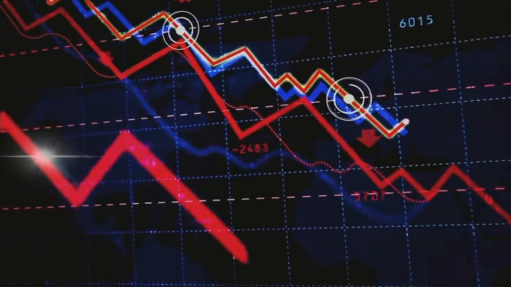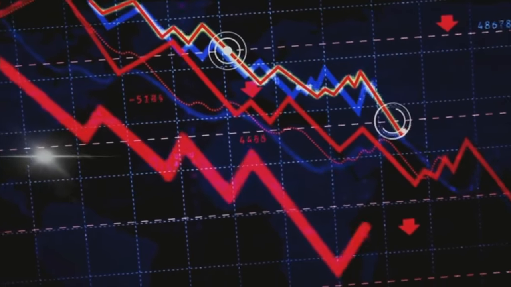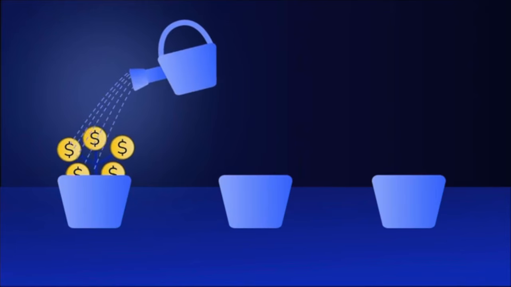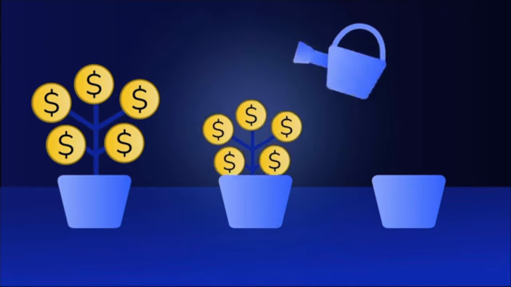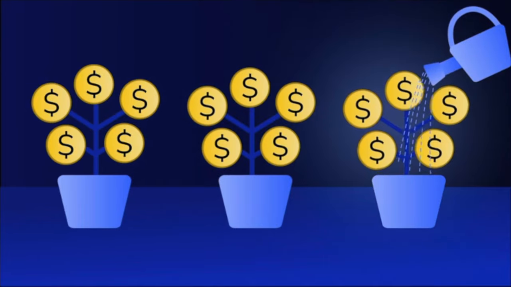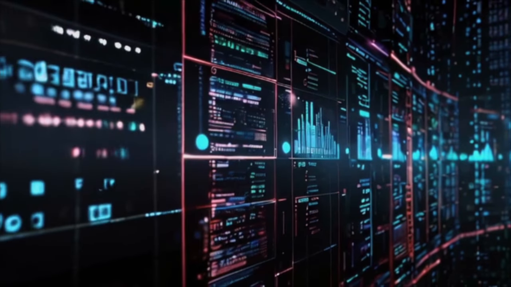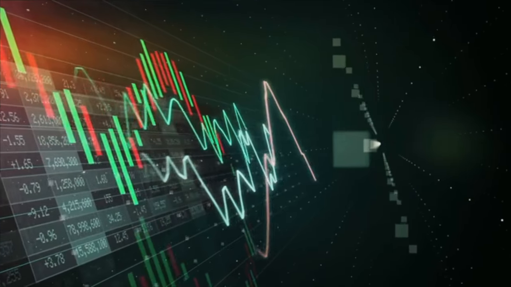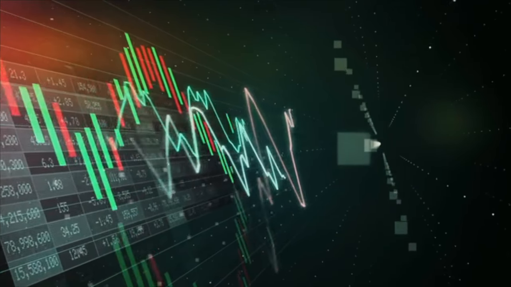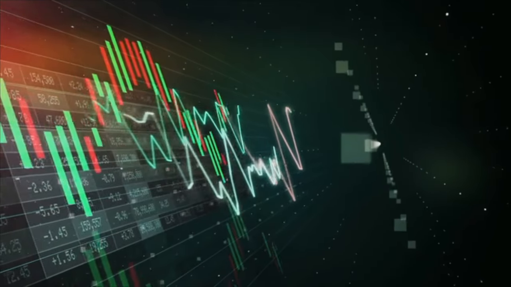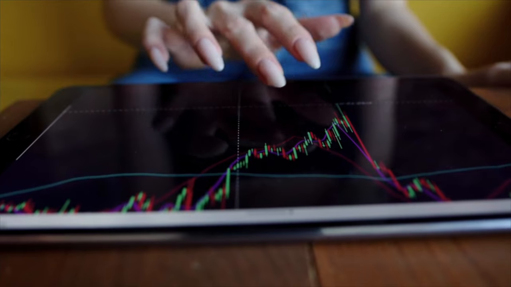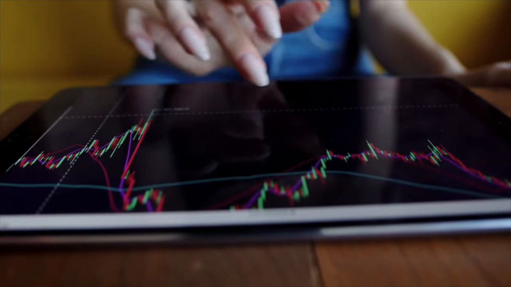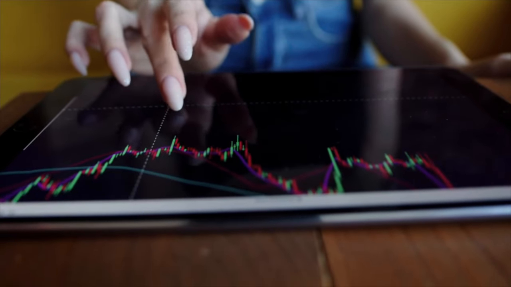Fifth, derivatives trading. Derivatives are financial contracts that derive their value from other assets. Examples include futures, options, and swaps. Traders use them to speculate on price direction or to protect against risk. Sixth, bond and fixed income trading. Here, traders buy and sell debt instruments like government or corporate bonds. The goal is to profit from interest rate changes or to earn stable returns.